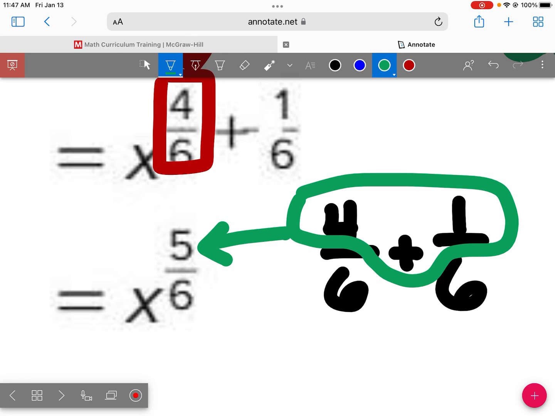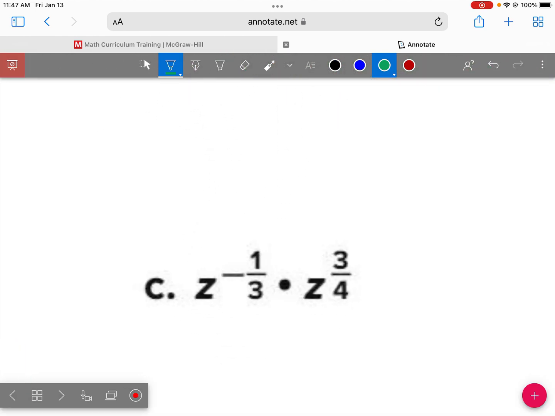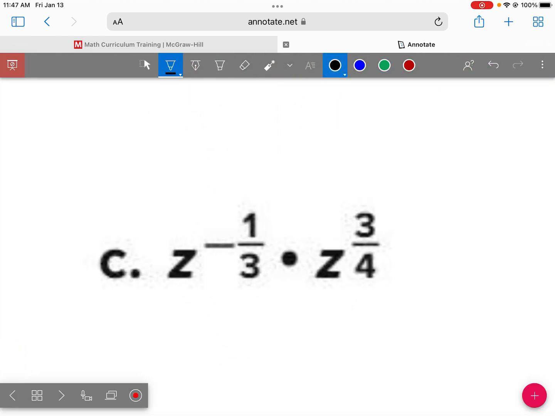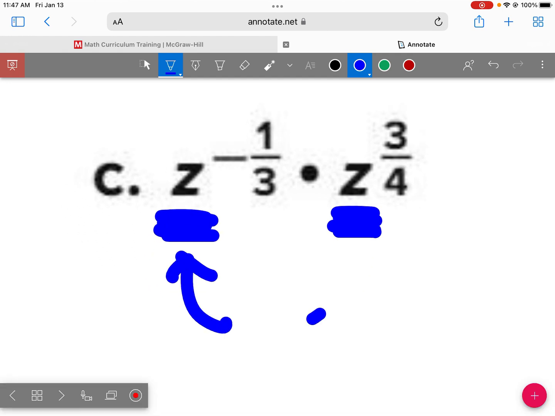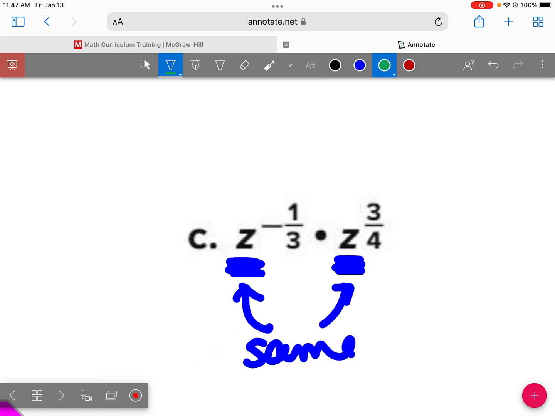Look down at part C. What are we multiplying together? What are my bases? Not my indexes. My base is z and z. Are those the same? If they are the same, then what do I do with the exponents? Yes. Only if those bases are the same am I allowed to add the exponents.